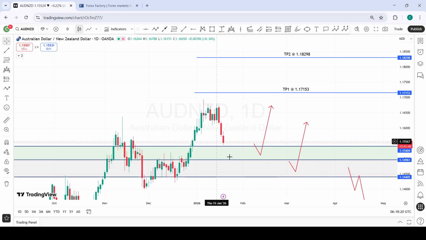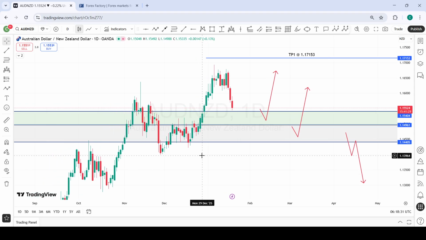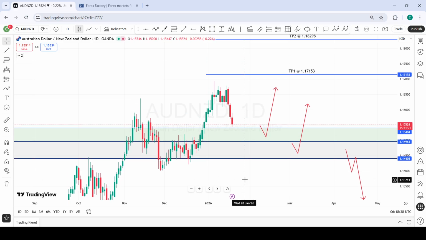Should it pull back a bit deeper to the second zone below, we'll still be interested in the buys to the upside. Should price break below these structures and then come for a retest, then we know that AUDNZD has shifted bearish. Until then, we are still very bullish on the long term for AUDNZD.